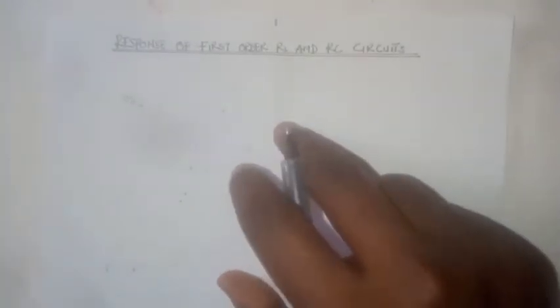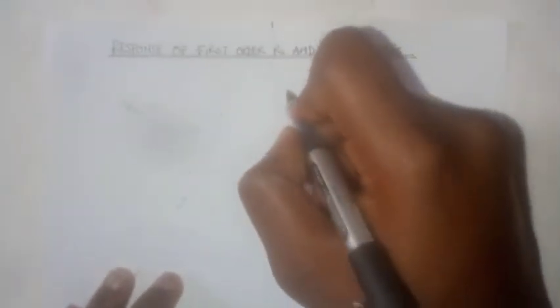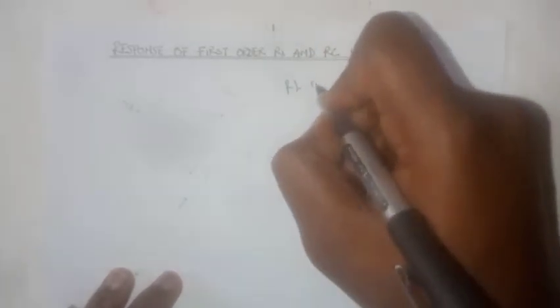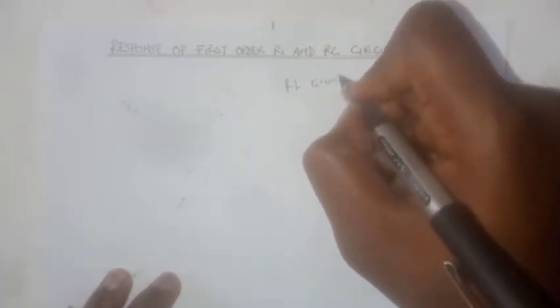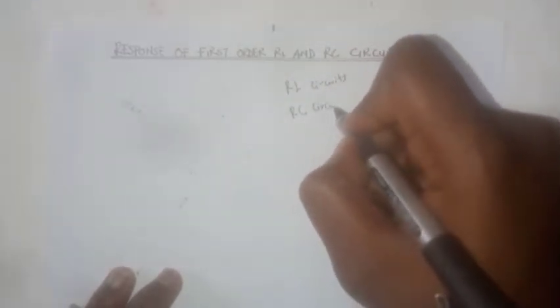Next, we are going to be focusing on circuits that contain resistors and capacitors, or circuits that contain resistors and inductors, but not circuits that contain resistors, capacitors, and inductors simultaneously. We call circuits that contain resistors and inductors RL circuits, while we call circuits that contain resistors and capacitors RC circuits.